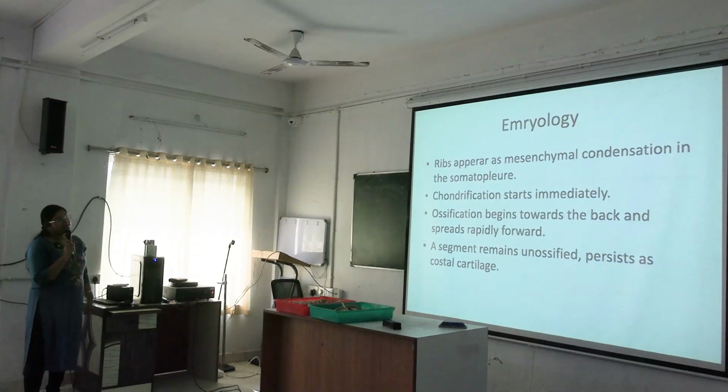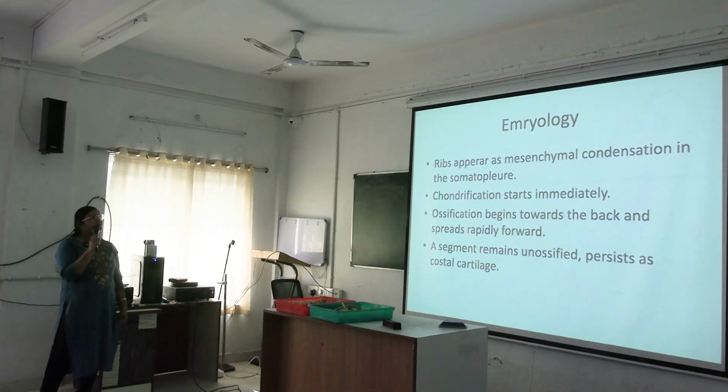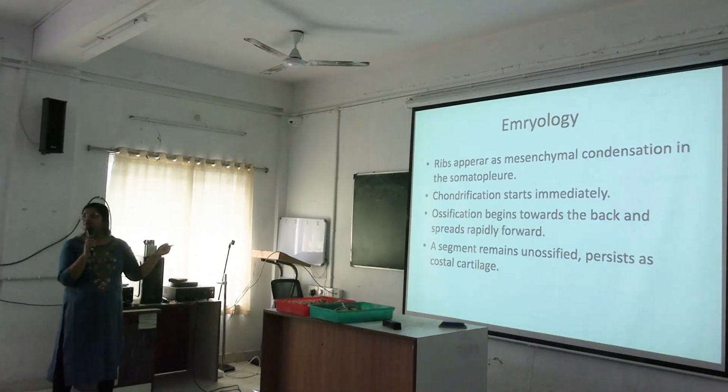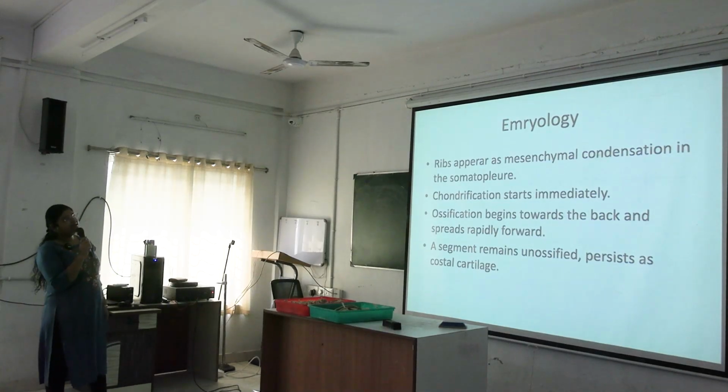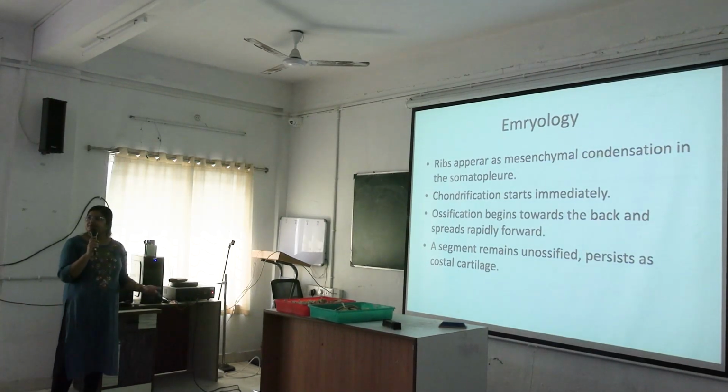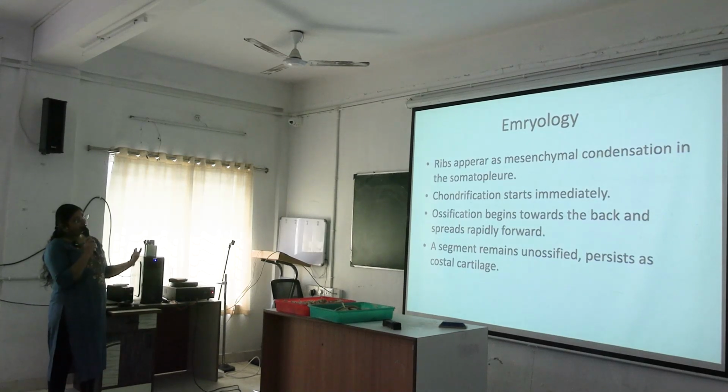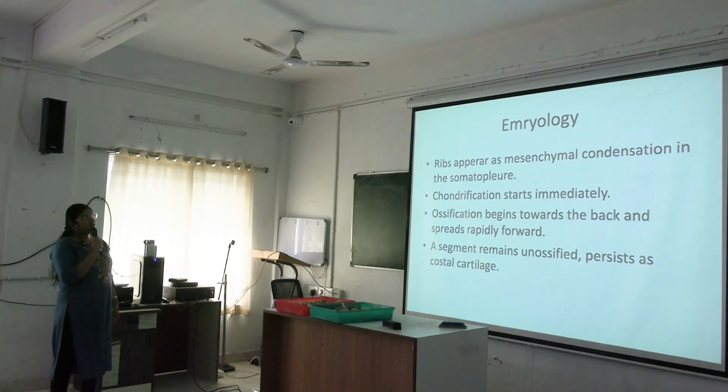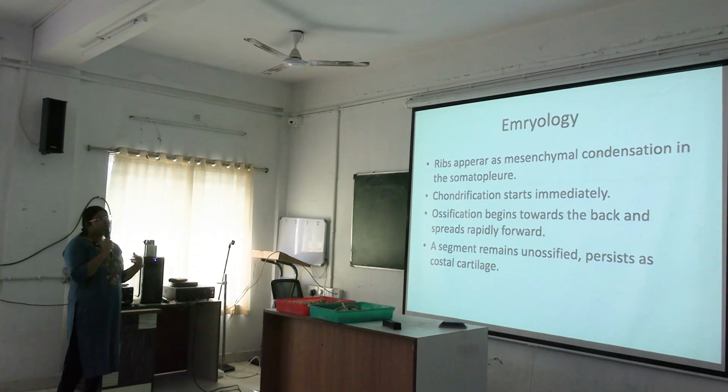Okay. So how do the ribs develop? Ribs appear as mesenchymal condensation in the somatopleure, and chondrification starts immediately after birth. And ossification begins towards the back and spreads rapidly forward towards the anterior end of the rib, and a segment remains unossified which persists as the costal cartilage.